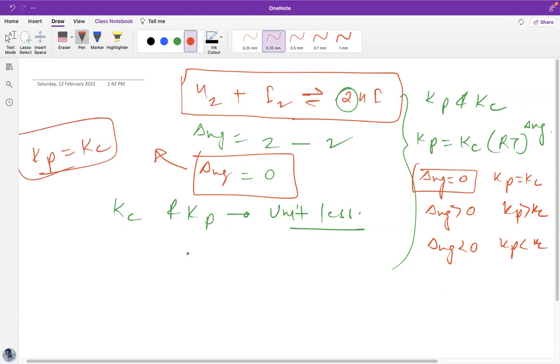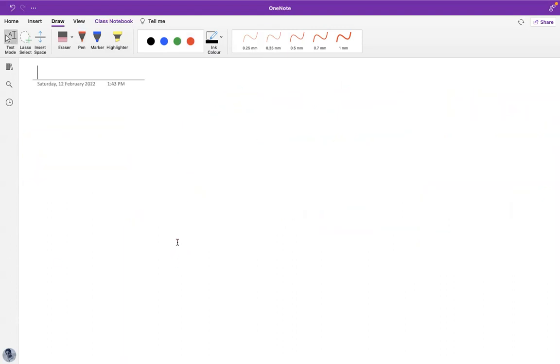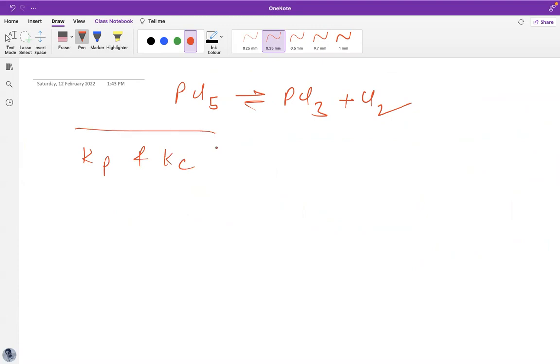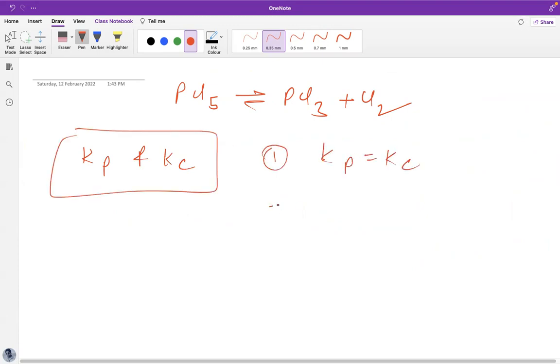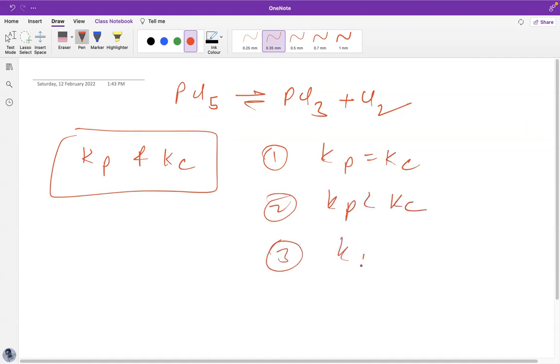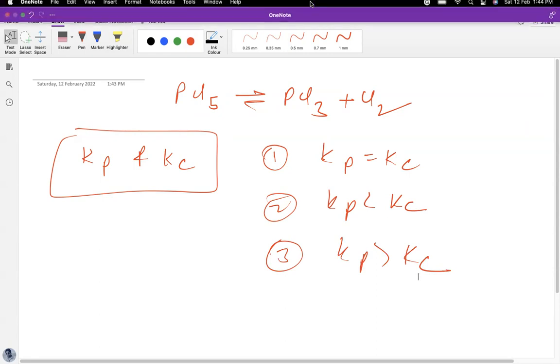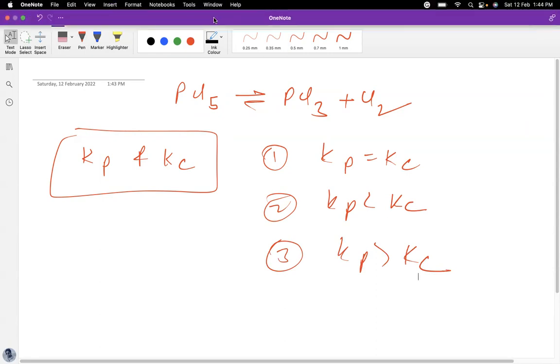Okay. So tell me, for this reaction, PCl5 breaks down into PCl3 and Cl2. Tell me what will be the relationship between Kp and Kc. Option number 1, equal to Kc. Option number 2, less than Kc. Option number 3, greater than Kc. Come on, fast. My request to everyone, please reply.